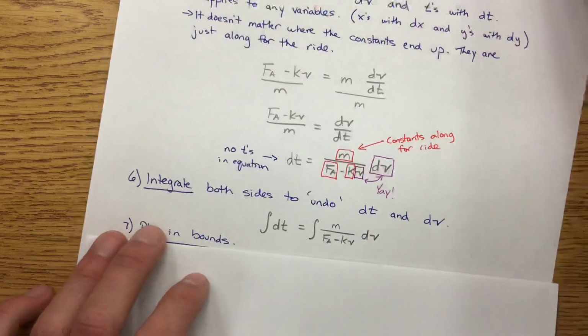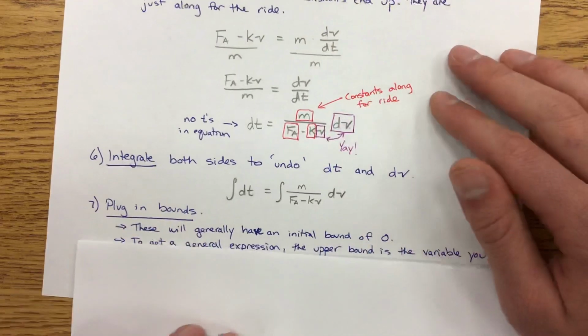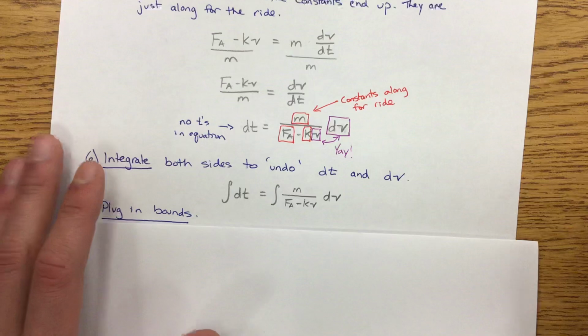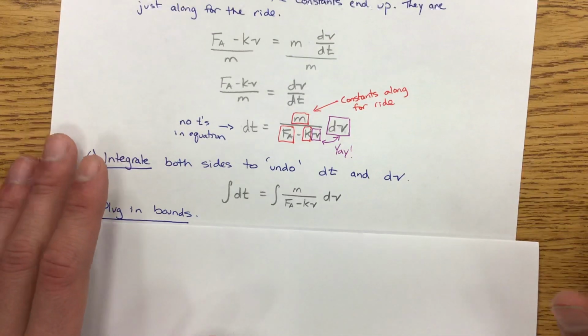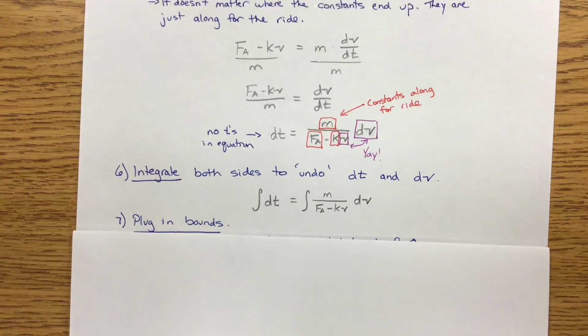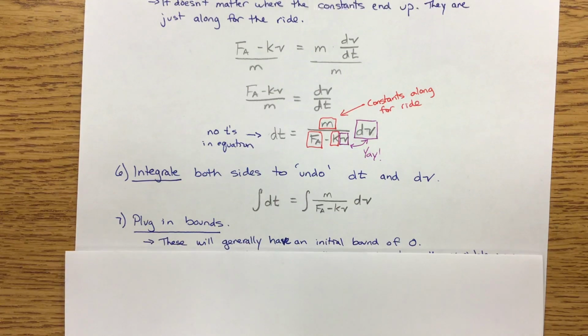So when we're talking about bounds, this represents like the area over which you are evaluating the integral, all right? And when it says in the problem, assume that the velocity is 0 at time 0, think of that as your initial bound. So these generally are going to have an initial bound of 0 unless they say otherwise.